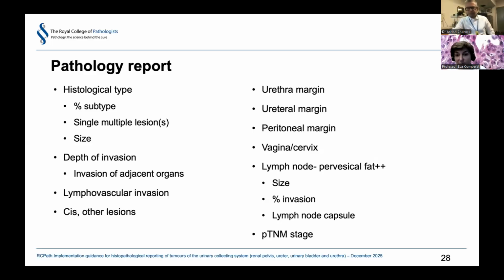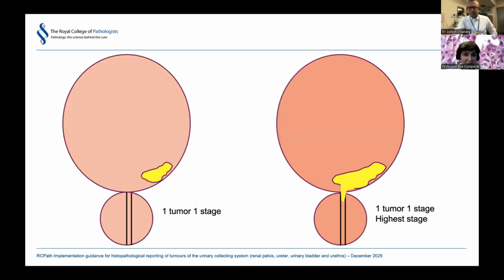And then once again, to come back to what Ash has already said about the lymph nodes, yes, we have to try to find lymph nodes. There sometimes are lymph nodes in the perivesical fat. So what I always do, I describe the size of the lymph nodes and whether they're normal or not. And when they have an invasion, I say what percentage of the surface is part of this invasion, and whether or not there's a rupture of the capsule of the lymph node. And then, of course, give a pTNM stage, as you have already said. So just to make very, very clear, if you have one tumor in the bladder or in the urethra, then you have one stage. And be aware that bladder staging is not the same as the urethra staging.